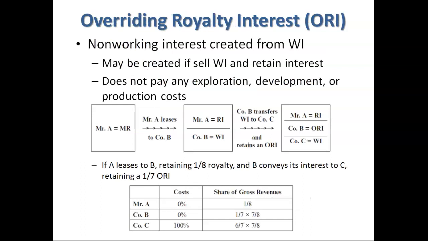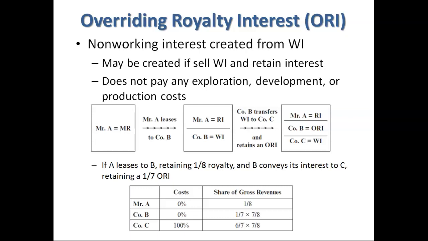There may also be an overriding royalty interest. If the working interest owner decides to lease the working interest to another party, he may keep an overriding royalty interest. He no longer pays any exploration, development, or production costs. He just has the overriding royalty interest in the revenue. So taking our example, Mr. A had the mineral rights and leased the property to Company B.